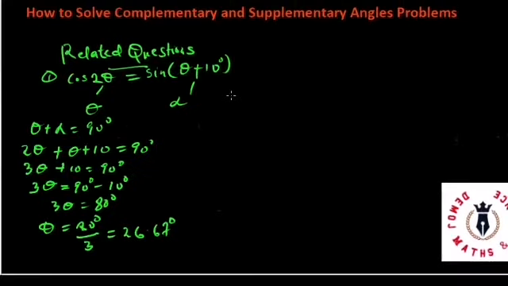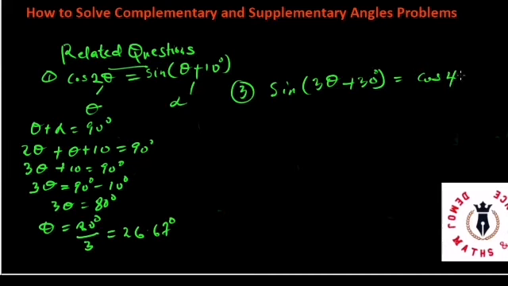Our third question says for us to solve for theta in this equation. If sine of 3 theta plus 30 is equal to cos 4 theta, what is theta? I'll advise you pause this video for like 2 minutes and give this question a trial.